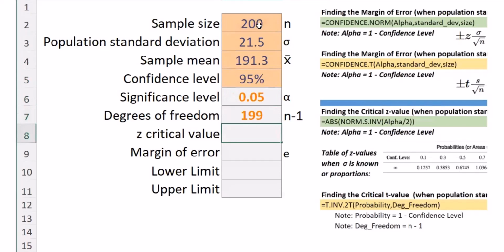So here's where you could either use the norm.s.inv function. It's also referenced right here to the right. So finding your Z critical value is norm.s.inv. We'll do it a couple different ways. For this one, we'll just go ahead and plug in 1.96.